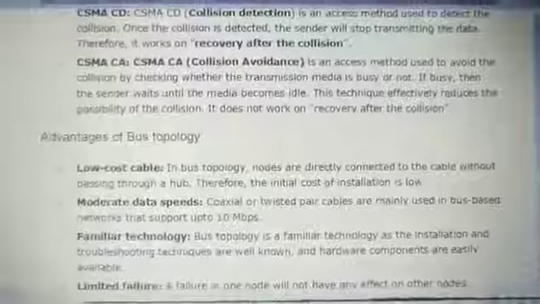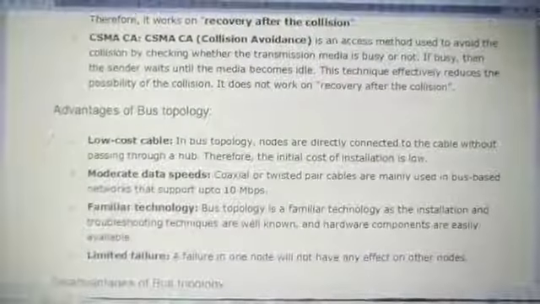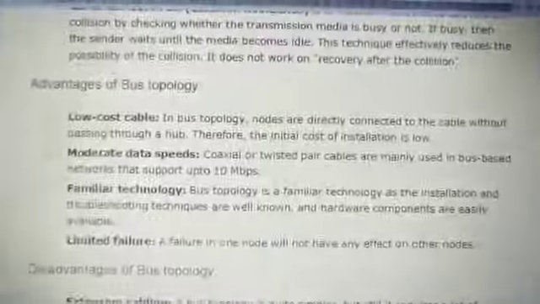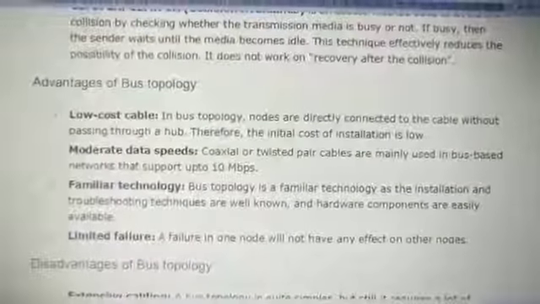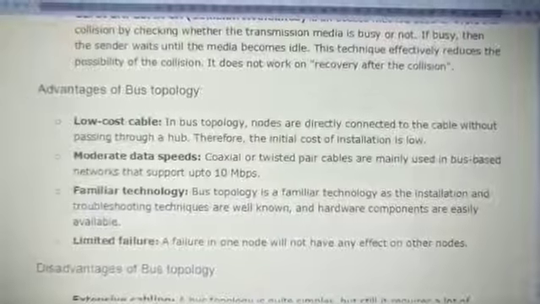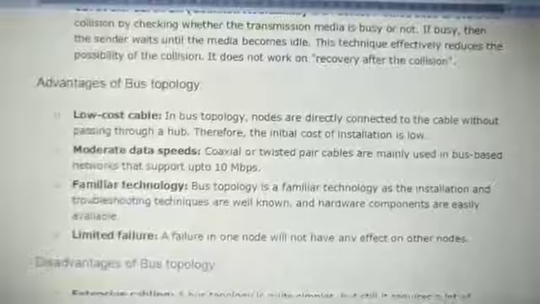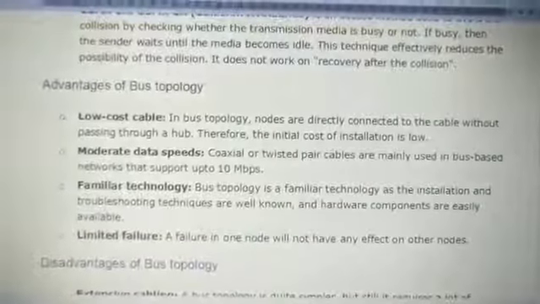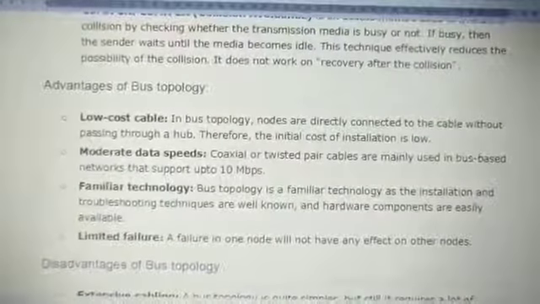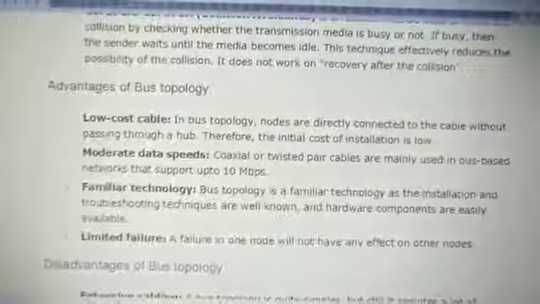Okay, so what are the advantages we are getting in the case of bus topology? Low cost cable. The bus topology nodes are directly connected with the cable without passing through a hub or something, so installation cost is low. And moderate data speed: coaxial or twisted pair cables are mainly used in bus-based networks, supporting approximately 1000 Mbps.